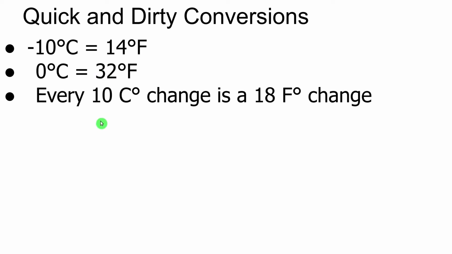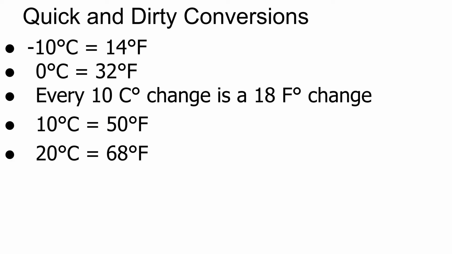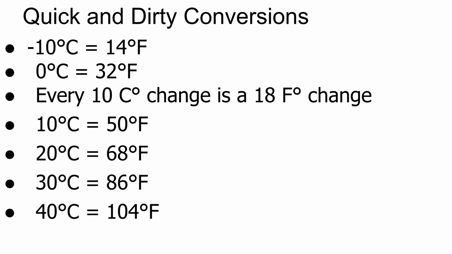So 18 and 32 is 50. So 10 degrees Celsius is 50 degrees Fahrenheit. 20 is 68. 30 is 86. 40 is 104. That's going to cover just about all the temperatures you'll be exposed to. In fact, just going from 0 to 40 for Sacramento, that's going to be almost all the temperatures that you'd ever be exposed to. So that's what I mean by the tens.